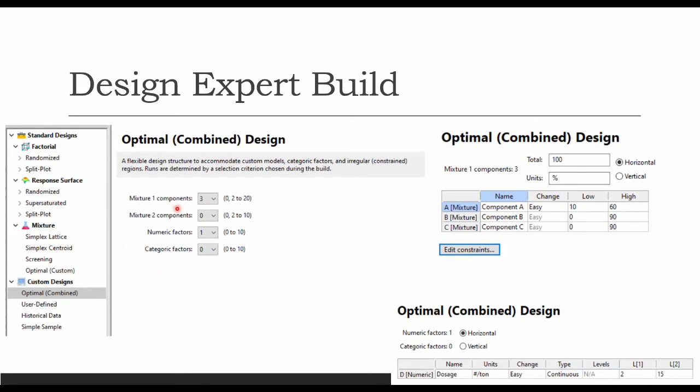We're using a 3-component mixture design. And of course, we're studying one numeric factor as well. We set our components A, B, and C, and here are the ranges. And they all add up to 100% of the mixture. We don't have any funny constraints to use. And also we're studying our process setting, which in this case is our dosage of the overall mixture to our process. And we're studying between 2 and 15 pounds per ton.